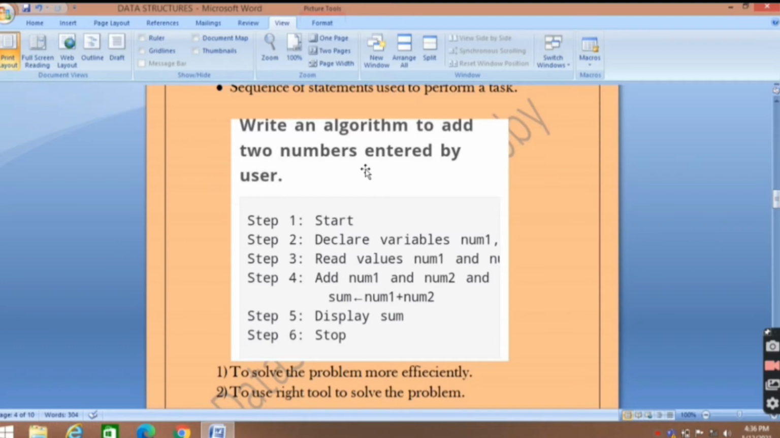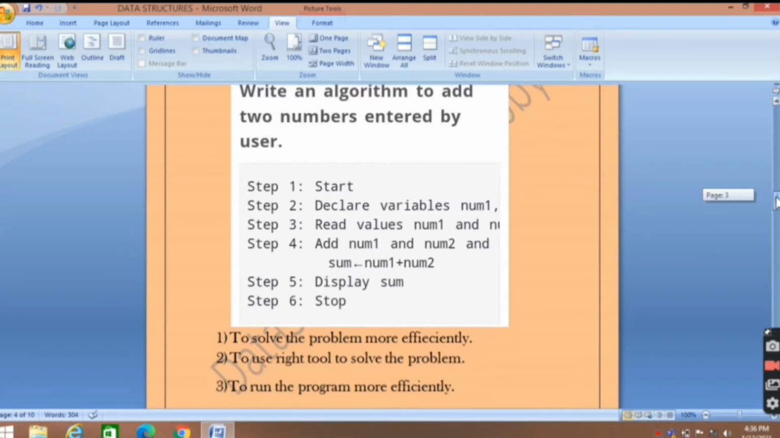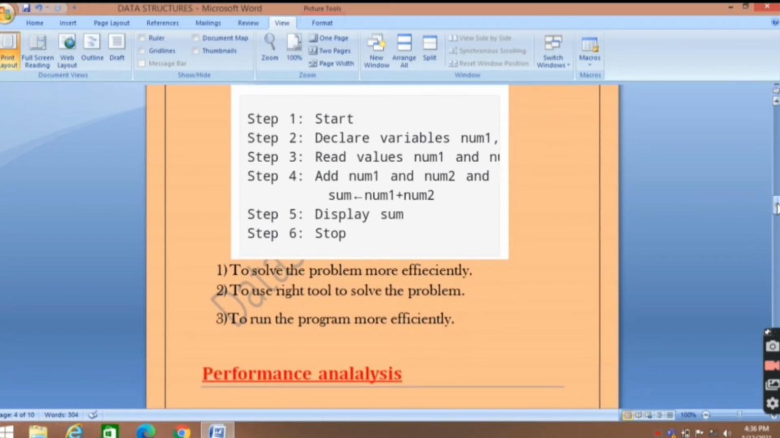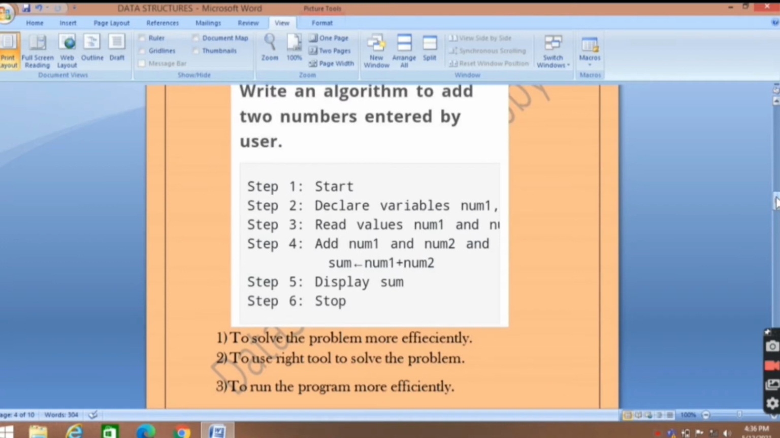Write an algorithm to add two numbers entered by the user. See, this algorithm was in 6 steps, but we can also write this in 10 steps or 9 steps, but the final minimized algorithm for adding two numbers is only 6 steps. We cannot decrease it.